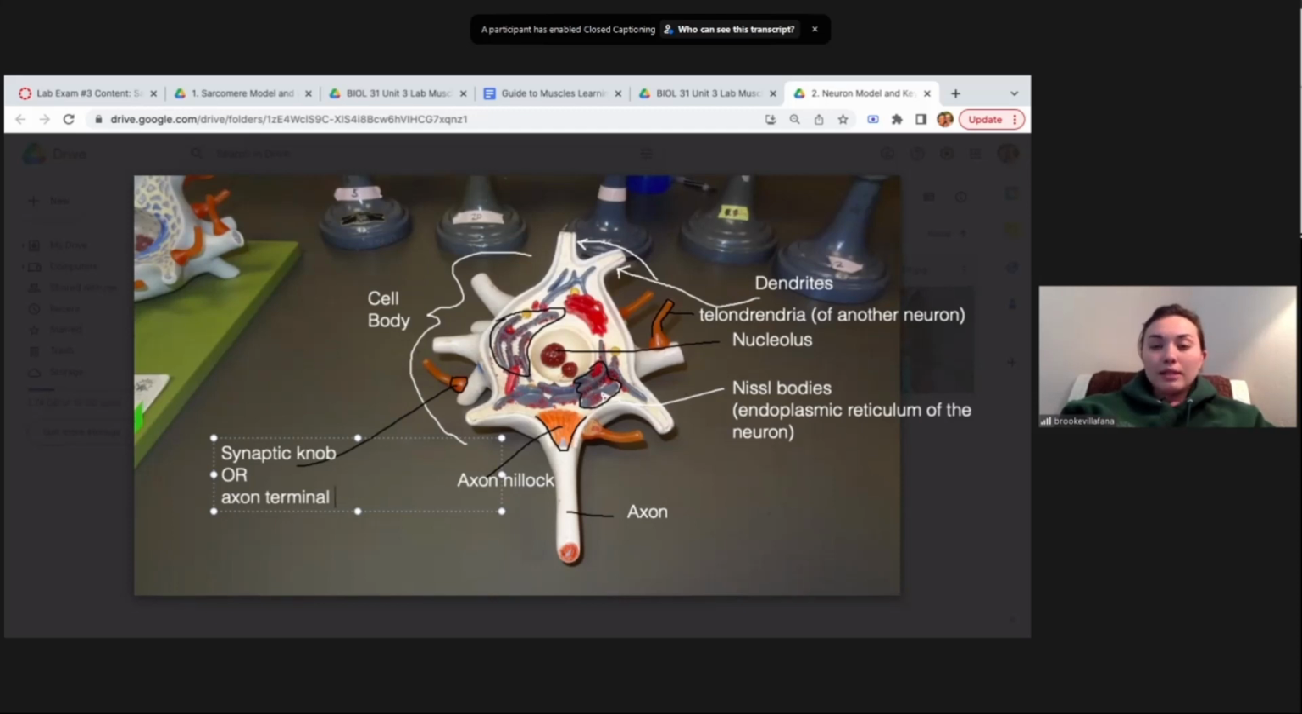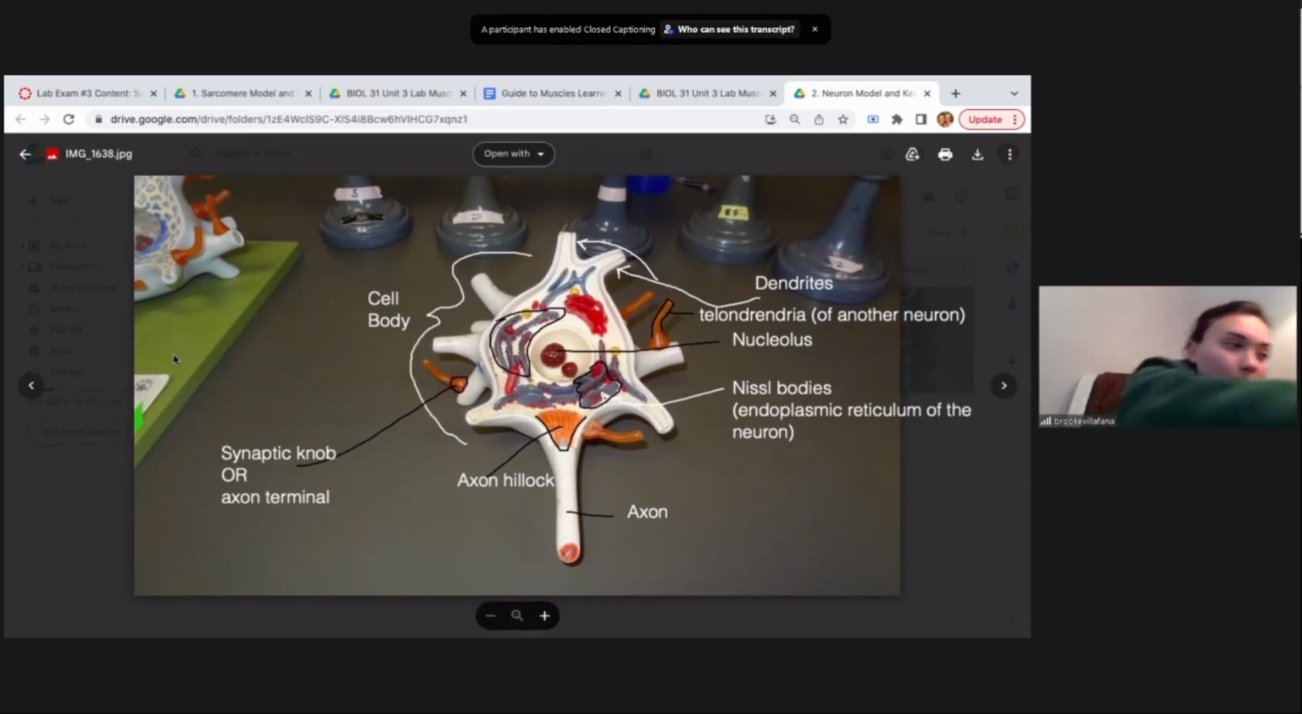Okay, so that's everything for this image. Again, Nissl bodies is your key term that's new. And then you also have a few more on one of the other pictures that I'll show you right now, okay? Any questions there at all?